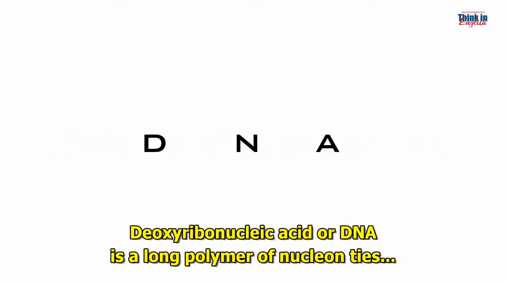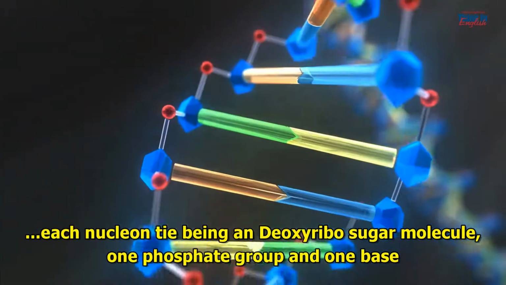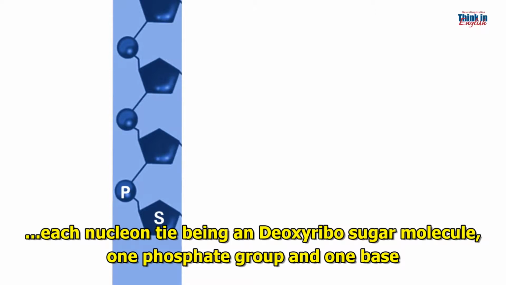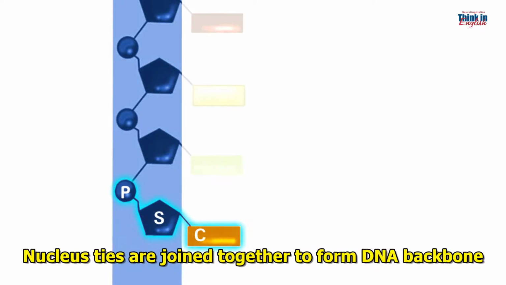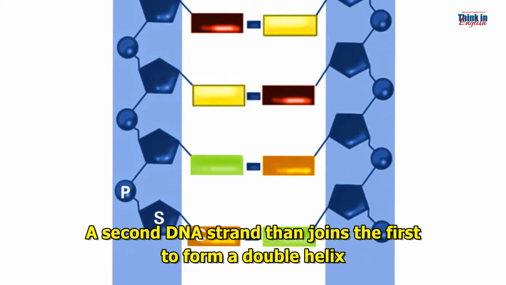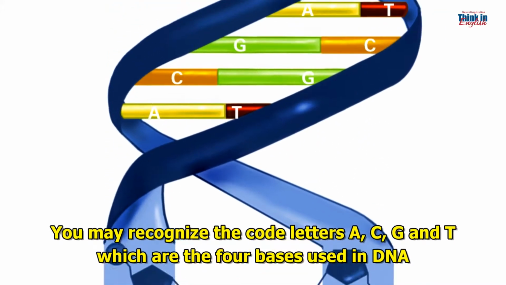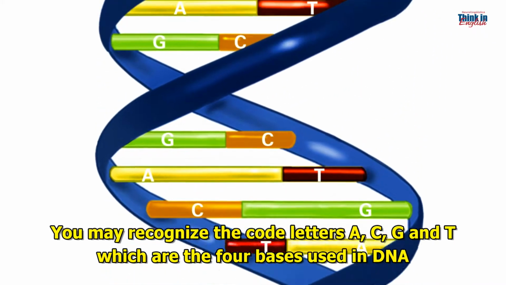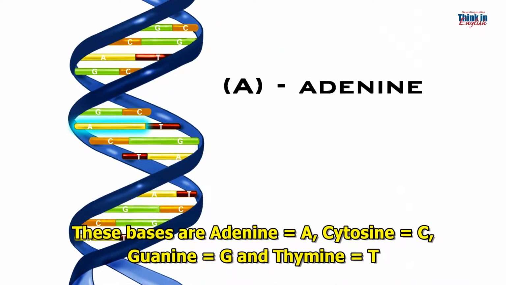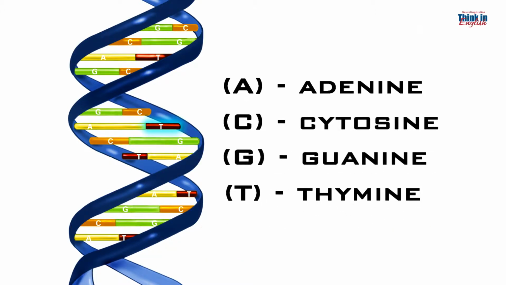Deoxyribonucleic acid, or DNA, is a long polymer of nucleotides, each nucleotide being a deoxyribose sugar molecule, one phosphate group, and one base. Nucleotides are joined together to form the DNA backbone. A second DNA strand then joins the first to form a double helix. You may recognize the code letters A, C, G, and T, which are the 4 bases used in DNA. These bases are adenine, A, cytosine, C, guanine, G, and thymine, T.